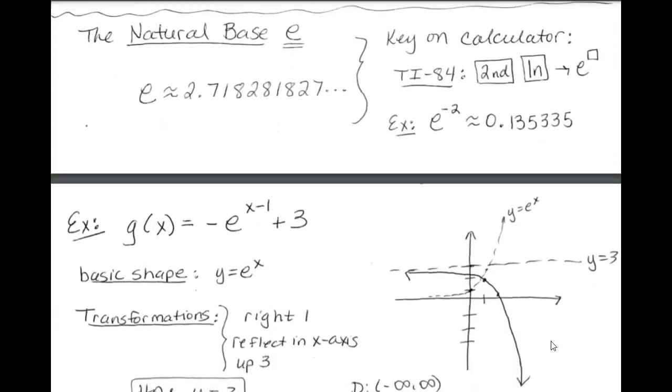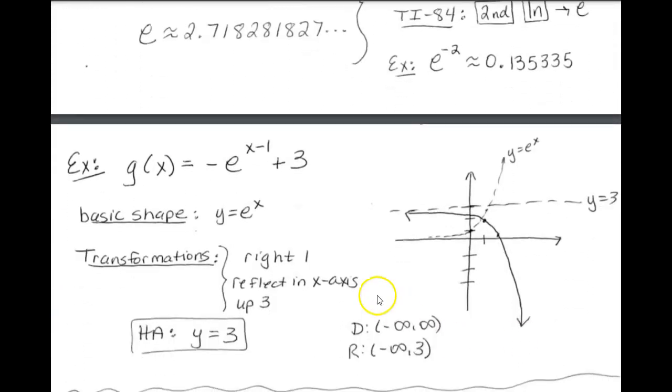All right, so let's look at an example of graphing an exponential function that involves the base e. g of x equals negative e to the power x minus 1, plus 3. So here our basic shape would be the graph of e to the x, which looks the same as the others, 2 to the x, 3 to the x, 4 to the x. It's just that that base is that 2.7 approximation. That graph is going to get moved minus 1 on the inside. It's going to shift it to the right 1. The negative in front this time is going to reflect it in the x-axis, and then the plus 3 behind it is going to move everything up 3.